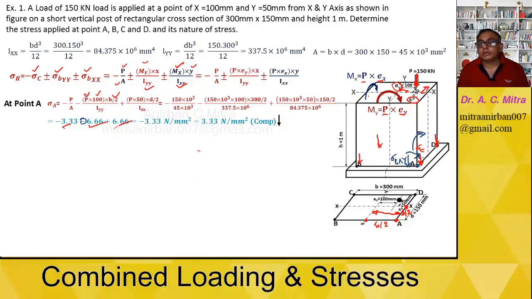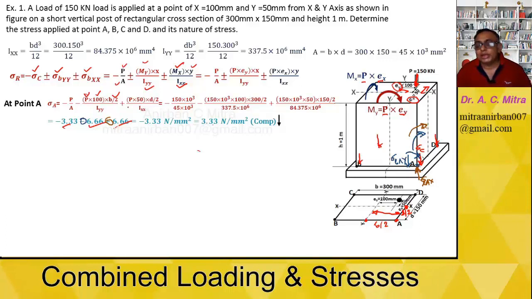Now, due to this Mx about XX, the moment applied here in this direction, which will actually lift the point A. So for this, it will be some tensile type of stresses produced here. So sigma A x is tensile type of the stresses. So due to this tensile type of the stresses, it will be A only.